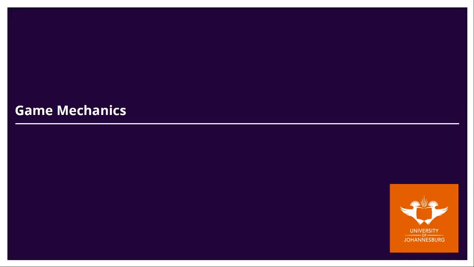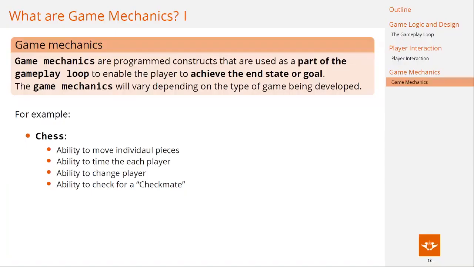But let's talk about game mechanics, because the primary gameplay loop is ultimately made up of gameplay mechanics that the user, in this case the player, will need to interact with. So what are game mechanics? Game mechanics are programmed constructs that are used as part of the gameplay loop. More specifically, they are used to enable the player to achieve the end state or goal. So a game mechanic will therefore vary depending on the type of game being developed.